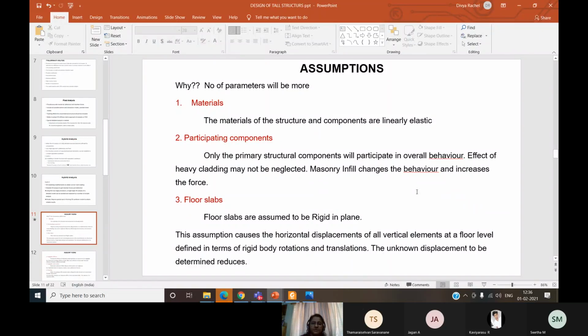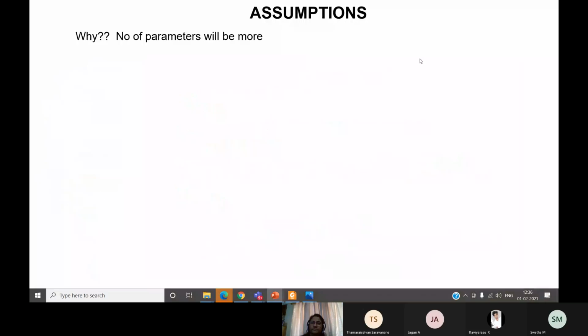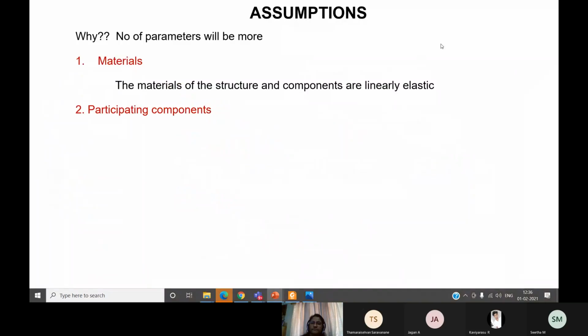Whenever you draw the stress-strain curve, with strain on one axis and stress on the other, for a material, whether it is concrete or steel, initially it will be linear, then it goes to a non-linear behavior, isn't it? So the initial portion, this portion, we call a linear variation. So what we assume here is that the materials of the structure and the components are linearly elastic. So they are in the elastic state. That is an assumption we make.